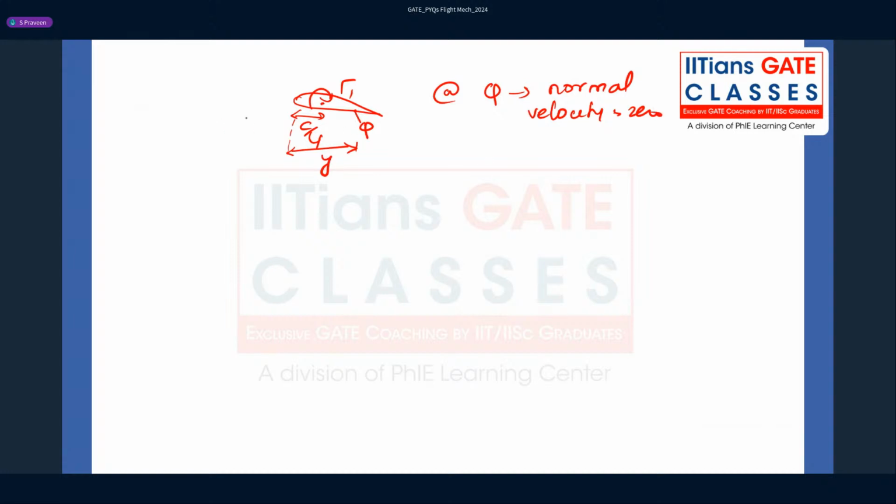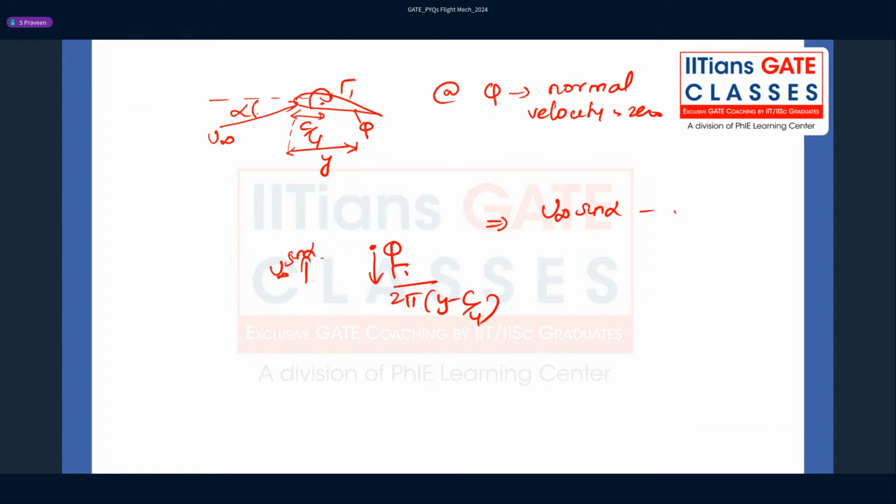Let's say the free stream is coming in at an angle of attack of alpha. To determine the velocity at point q, I have a velocity coming from this circulation in a downward fashion, which is gamma 1 by 2 pi times y minus c by 4, correct? And I also have an upward velocity, which is u infinity sine alpha. So if I simplify, u infinity sine alpha minus gamma 1 by 2 pi times y minus c by 4 is equal to 0, correct?